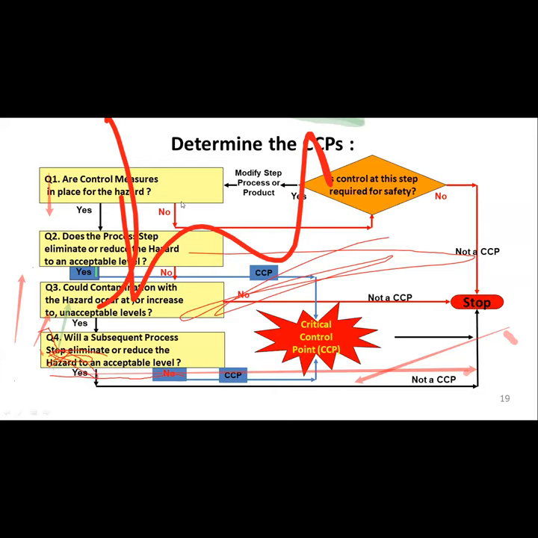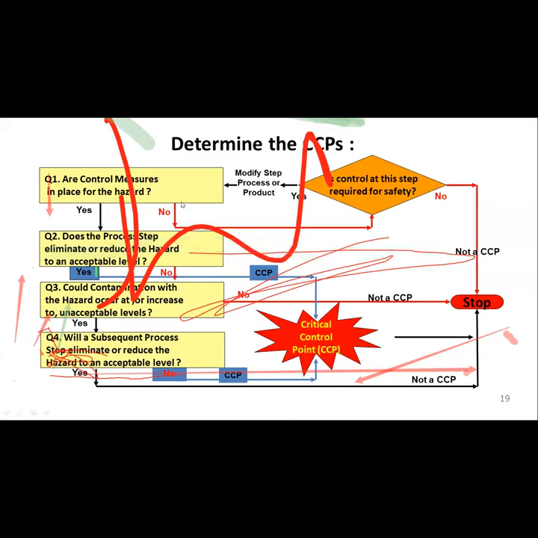It should be a HACCP team. A HACCP team always consists of more than a single person. The HACCP team should include maintenance, quality, and production. Every department's person should be in this team. Then we can finally decide a good CCP.